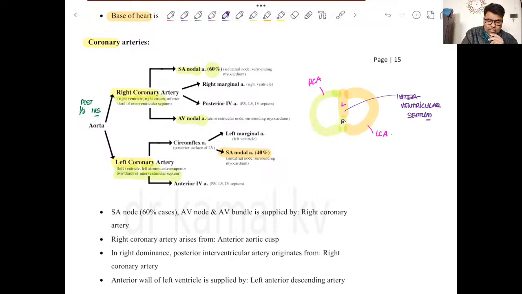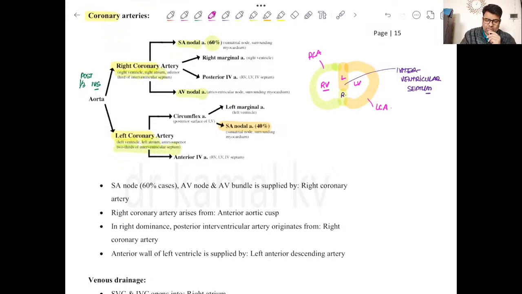Fine. This is all left ventricle, this is right ventricle. Clear? So this is how the coronary arteries provide blood supply. So SA node in 60%, AV node and the conduction system is all right coronary artery, and right coronary artery arises from the anterior aortic cusp.